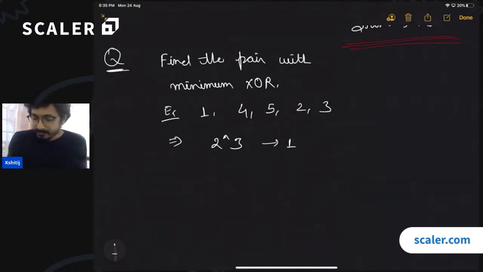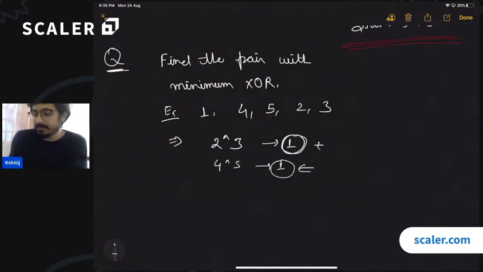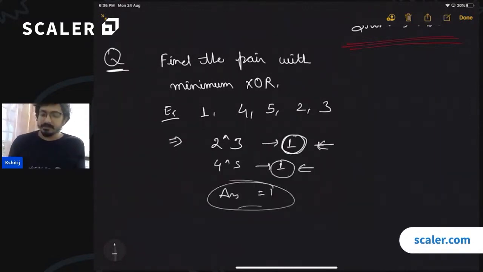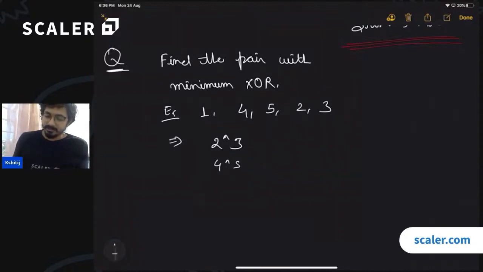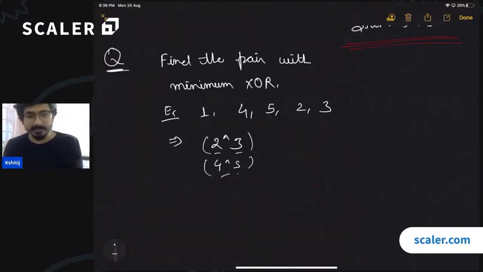XOR of 4 and 5 is also 1, correct? So that can also be an answer, but you have to return this value, and this value remains the same in both cases. So the answer here is going to be 1. Let us say that you can return any of the available answers. Okay, let us not return the value, let us return the pair. So any of these two will be the answer.